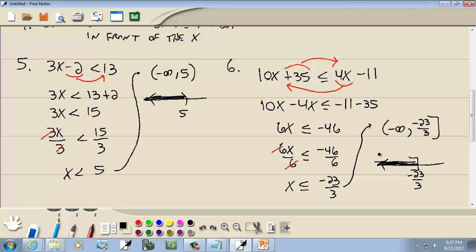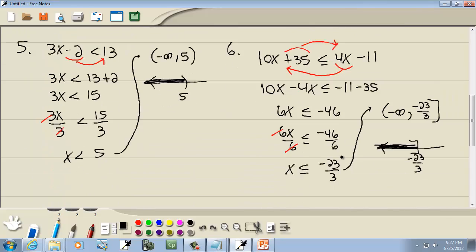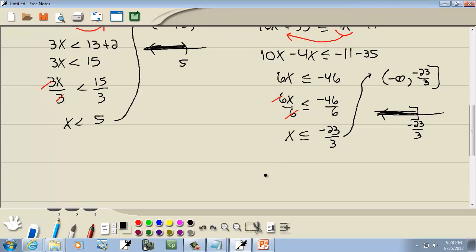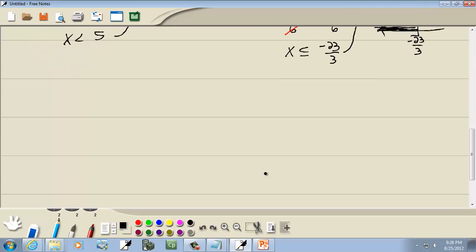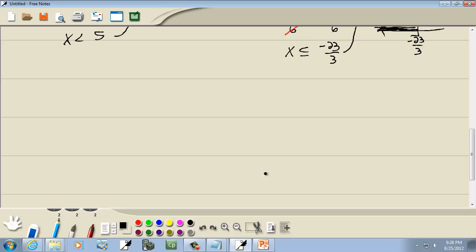Okay, now I said that when I divided by 6, I didn't flip the inequality symbol. But that's a negative 46. But look what this says: if you multiply or divide both sides by a negative number, so we're talking about the number down in the denominator, the 6. Now we're dividing by a positive 6, so that's why we don't flip the inequality symbol. A lot of people see negatives, and anytime they see it, they start flipping the inequality. Let's take a look at the next example.